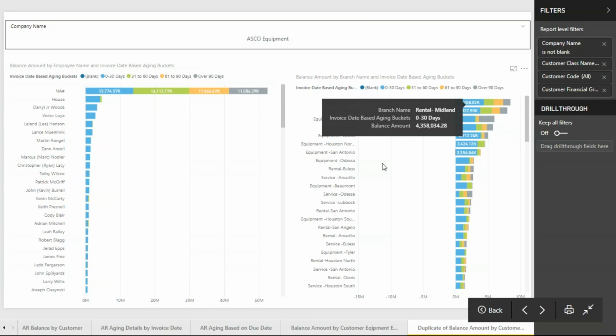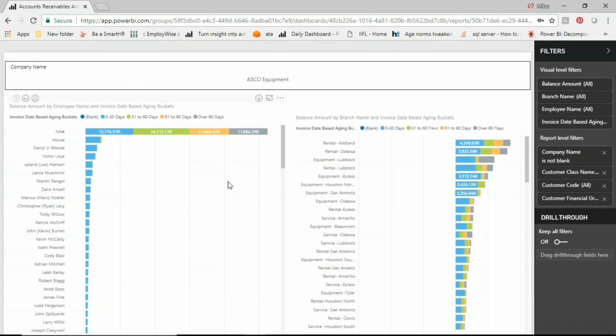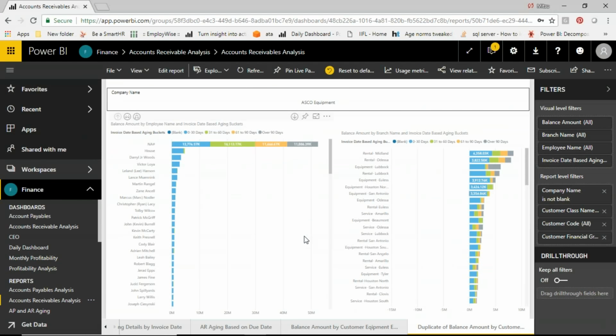And I'm kind of catching a little bit of the data structure. Branch name there includes the department and, in our terminology, the department and the branch. Are there fields that are just the department and just the branch? Okay, cool.